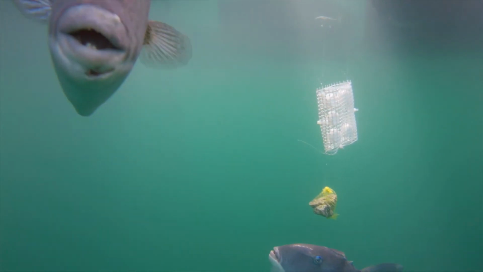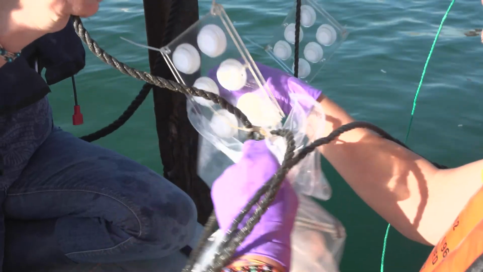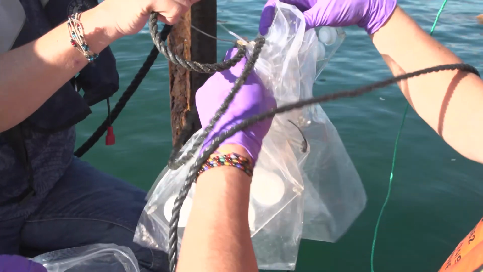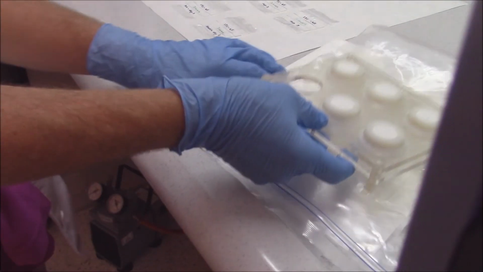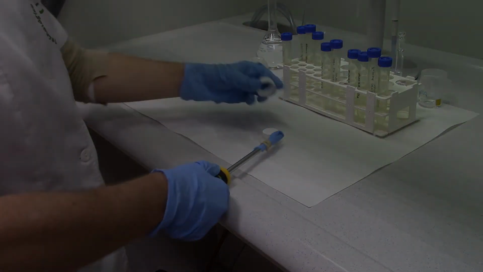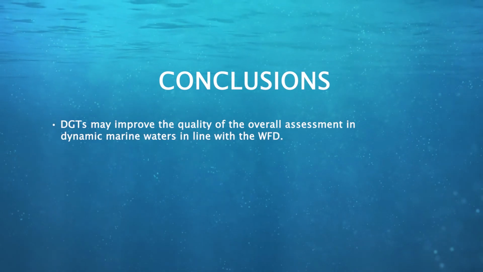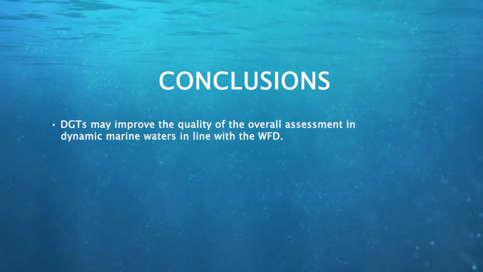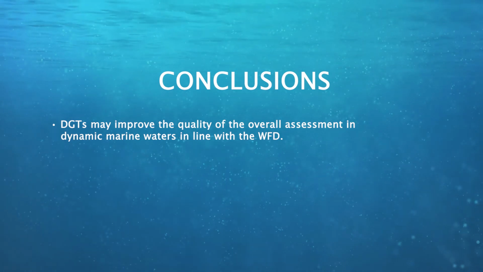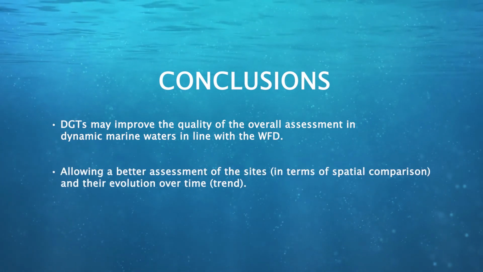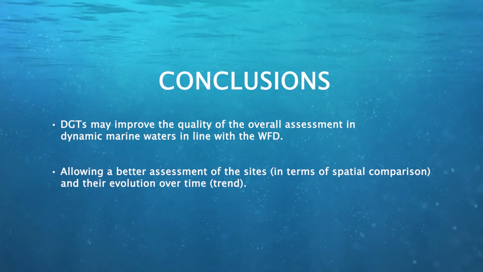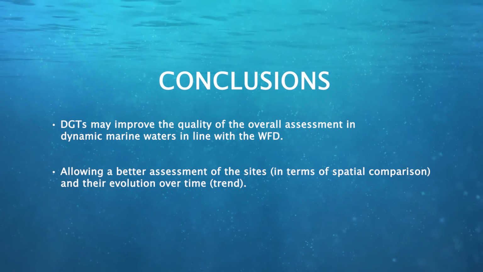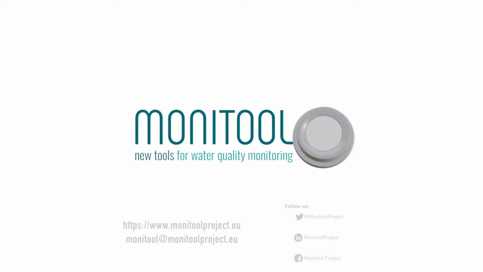This is the first broad geographical scale study using the DGT technique in different marine regions, covering a variety of environmental conditions across the Atlantic and Mediterranean regions. Based on the results obtained in this project, it can be concluded that the DGTs may improve the quality of the overall assessment in dynamic marine waters to comply with the Water Framework Directive and the Marine Strategy Framework Directive, since this methodology can provide time-weighted average concentrations integrated over the period of deployment. This allows a better assessment of the sampling sites in terms of spatial comparison and their evolution over time. MONITOOL, new tools for water quality monitoring.